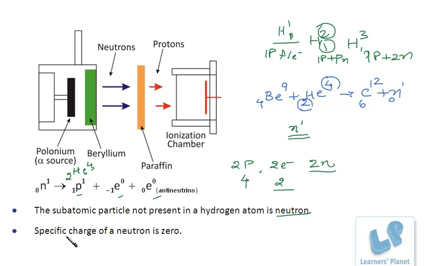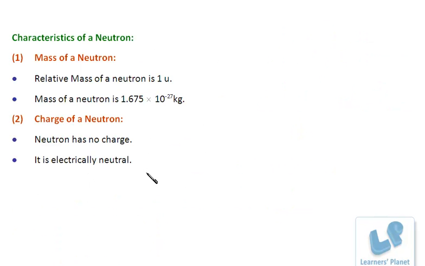That is the number of protons. Now, the specific charge of a neutron is 0. What is the specific charge? It is the e by m ratio, that is the charge to mass ratio, and that of a neutron is 0. The characteristics of the neutron: the relative mass of a neutron is 1 unit, that is, the mass of the neutron is similar to that of the proton, and it is 1.67 times 10 to the power minus 27 kg. The neutron has no charge, that is, it is electrically neutral. And it has a very short half-life, that is, it decays in 20 minutes.